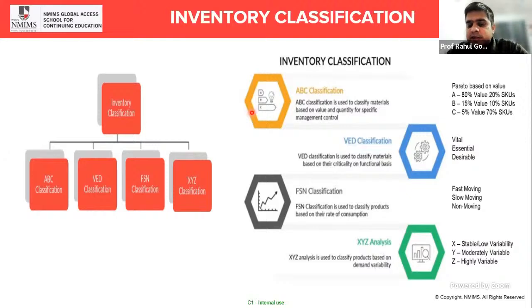So we saw there are 4 types of inventory classification. The most common is ABC, and ABC is based on a very popular principle called the Pareto Principle, wherein we say that about 20% of the SKUs contribute to 80% of the business. Which means that there are vital few and trivial many. This is the bottom line, the core theme of ABC or the Pareto Principle.